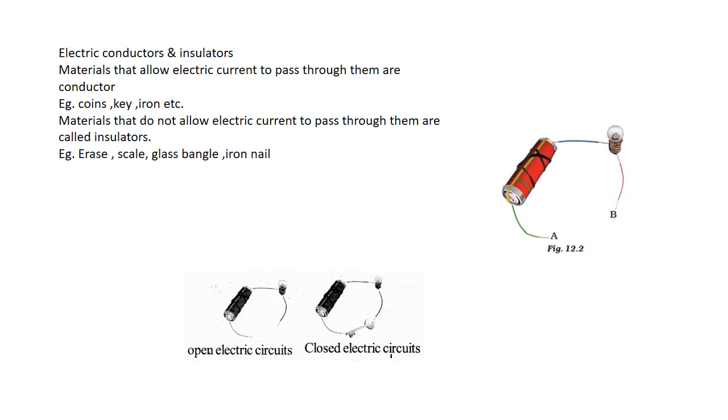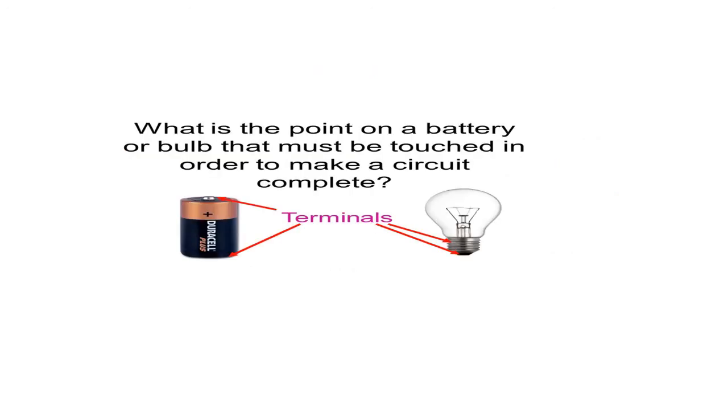What you need to do is prepare a circuit like the one shown in figure 12.2. Then at the free ends of the wire A and B, whichever material you have to check whether it is a conductor or an insulator, you place it on that. You will find that if the bulb glows, then it is a conductor. If the bulb does not glow, then it is an insulator. From this, you can understand whether the substance is a conductor or an insulator of electric current.